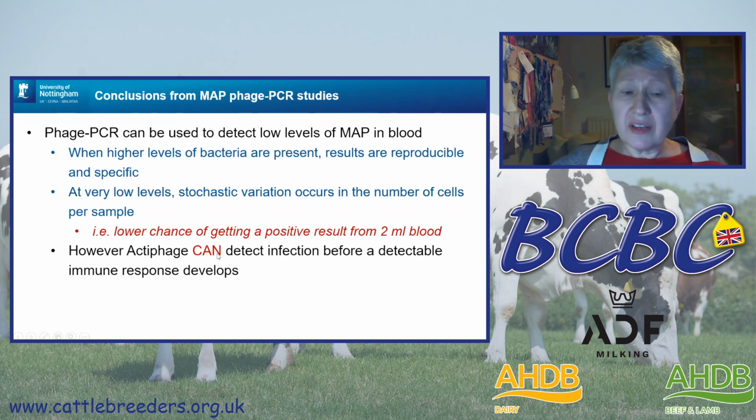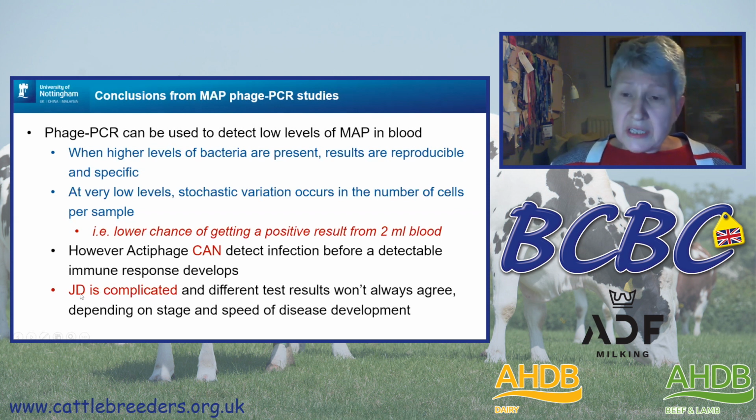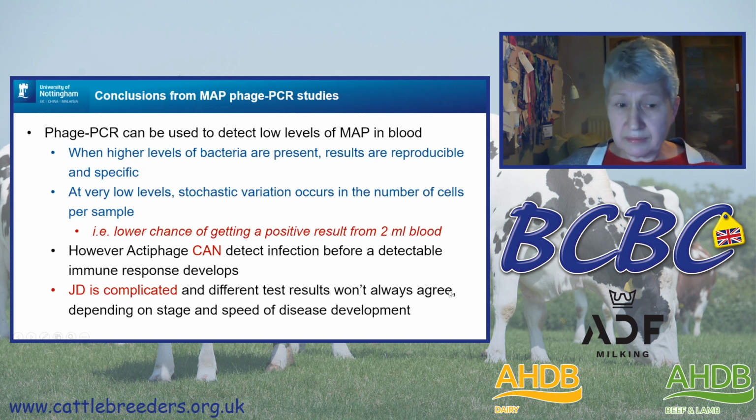However, we know that Actiphage can detect infection before a detectable immune response develops. We've seen that in both the calf study and in the original ELISA studies, and we've also seen it in work we've done since. Johne's disease is complicated, so the take-home message is that different test results won't always agree, and depending on the stage and speed of disease development, that problem may be greater or lesser, okay? And this is always difficult when we're trying to get our tests fully validated and understand exactly how our test compares with other methodologies.